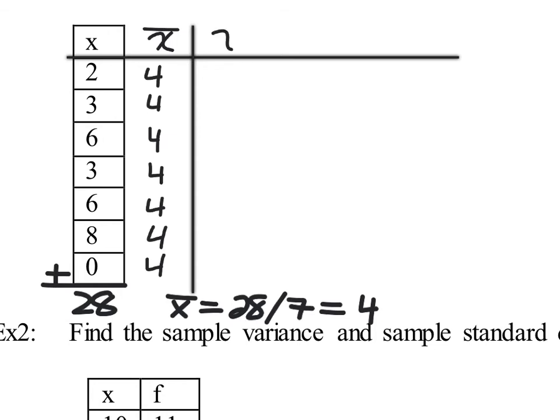So x minus x bar. So now you have an x and an x bar that you can subtract. 2 minus 4, negative 2. Negative 1, positive 2. Negative 1 again. Positive 2 again. 4, and then finally negative 4.